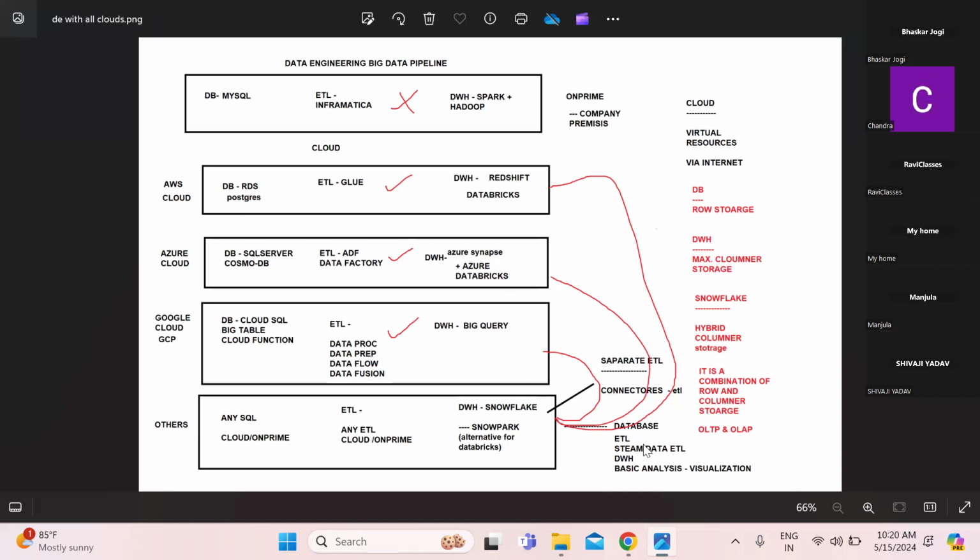One more important thing: here itself, database management systems will be there. ETL and ELT flows will be there. Streaming data ETL operations are there. Data warehouse operations are there, and basic analytical visualizations are also there. We can create statistics, visualizations and dashboards also. Basic, not huge, but basic.